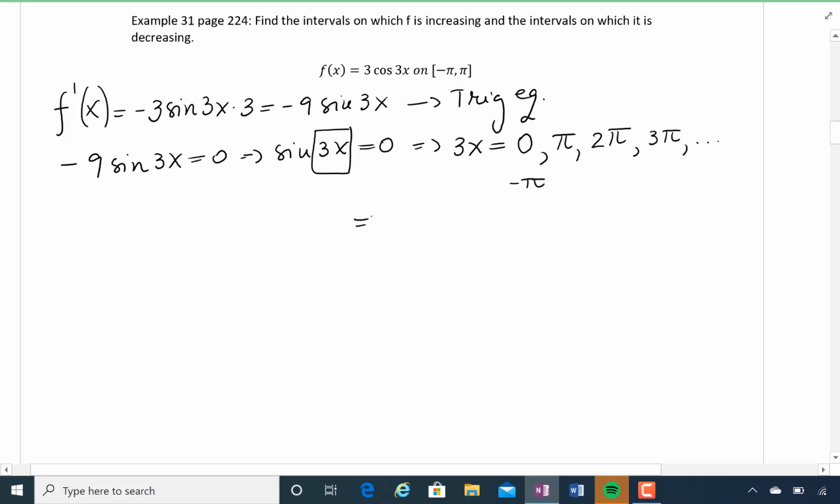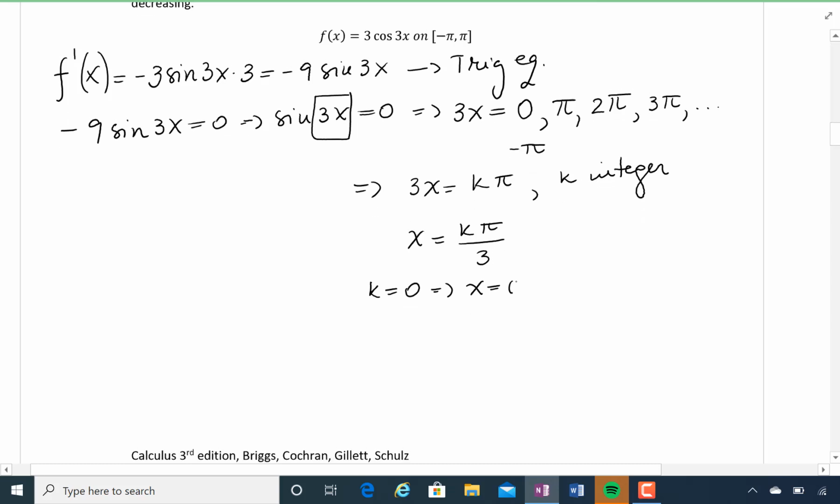So basically, 3x can be equal to k pi, where k is an integer. So basically, x equals k pi over 3. Or in our case, if k equals 0, x equals 0.